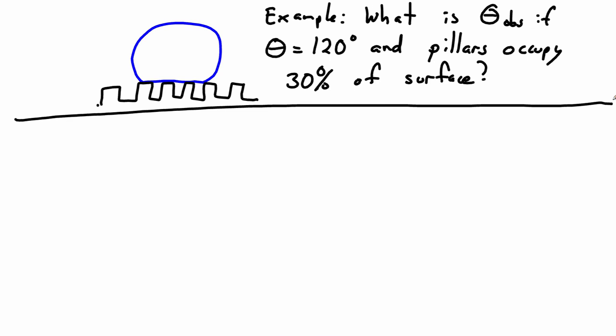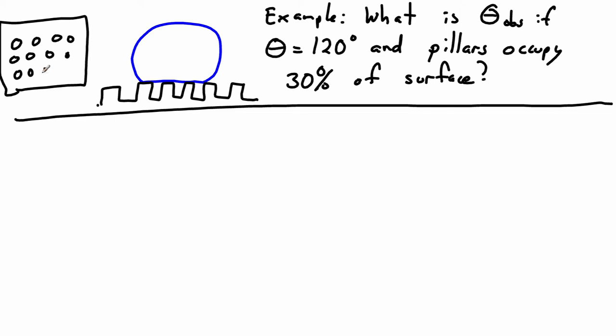Let's do an example. Let's imagine that we have a surface that has pillars on it. So we imagine looking down on it. We look down at this surface, we see it has these little bumps. And our material is hydrophobic. We can see it's got a contact angle that's non-wetting. And so it's going to be hard for the liquid to go down and wet these little spaces between the bumps. And so the water droplet will just sit on top of these pillars.